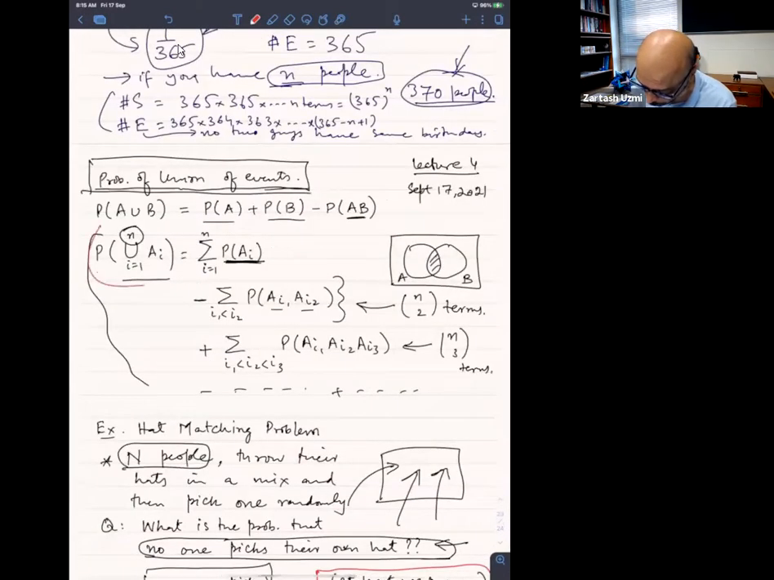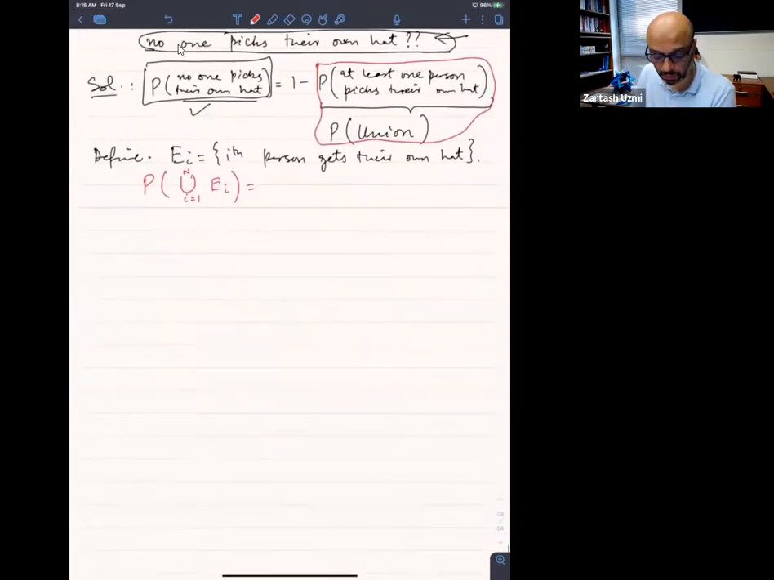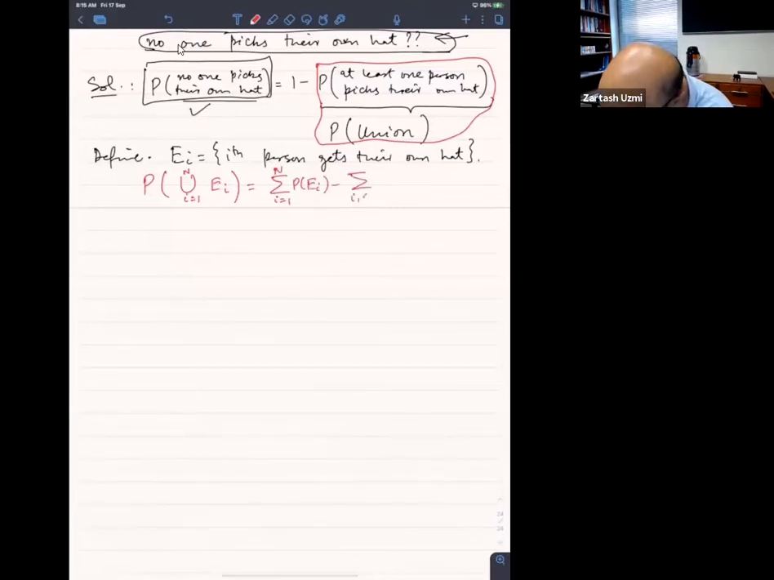So the probability of the union of Ei: first sum the single terms, then subtract the pairs, then add the triples, subtract the fourth, add the fifth. Let's try it. So this would be equal to the summation over i equal to 1 to n of probability Ei, minus the summation over i1 less than i2 of probability of Ei1 Ei2. We subtract the pairs, add the triples, and so on and so forth.